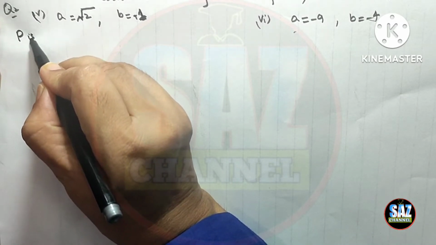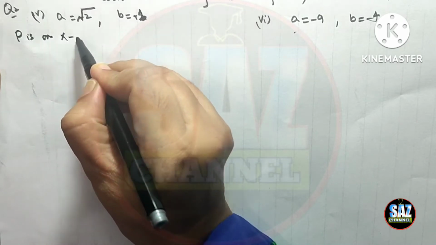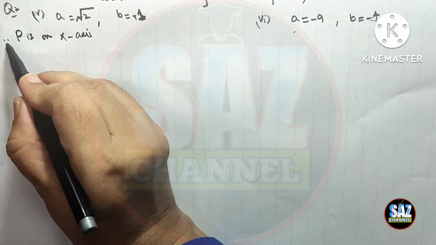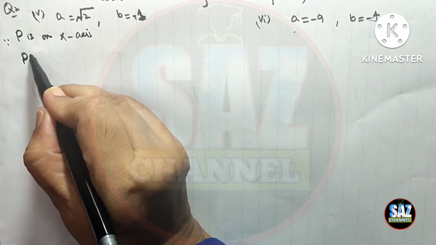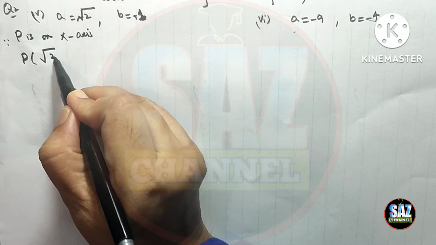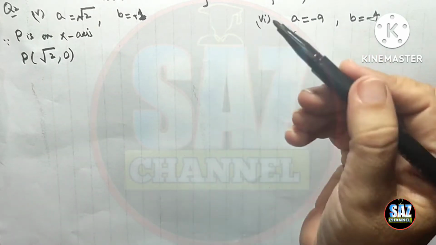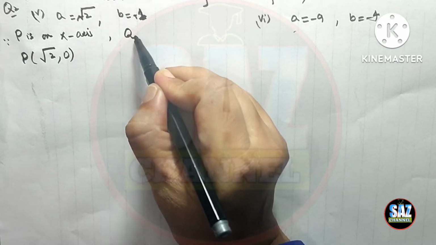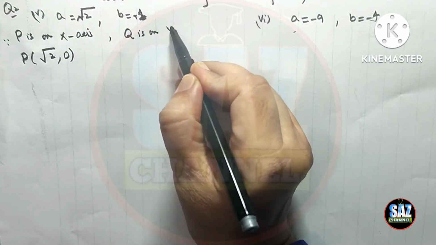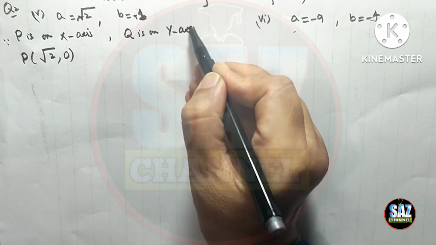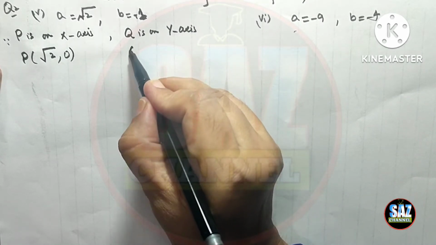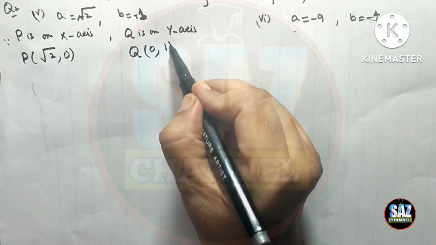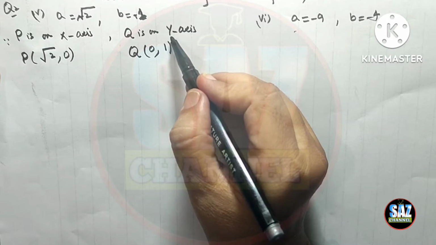on x-axis, and if P is on x-axis, then P will have the coordinates under root 2 with 0, and Q is on y-axis. So the coordinates of Q will be 0 with 1. Any point which is on y-axis has its x value 0.